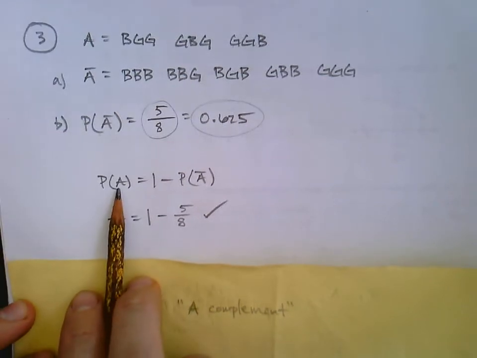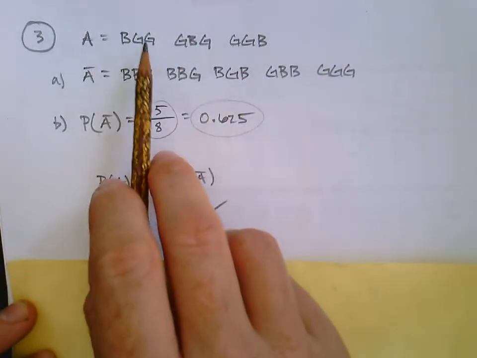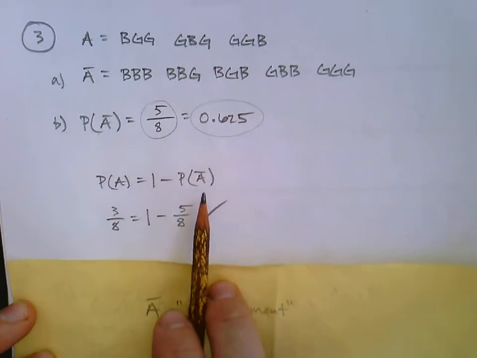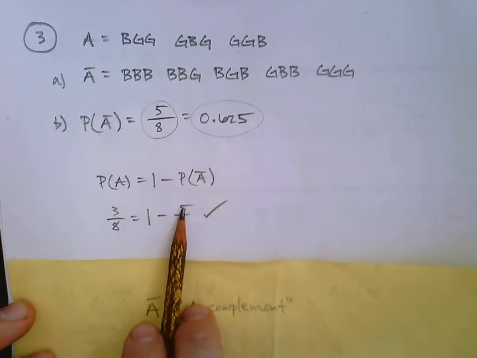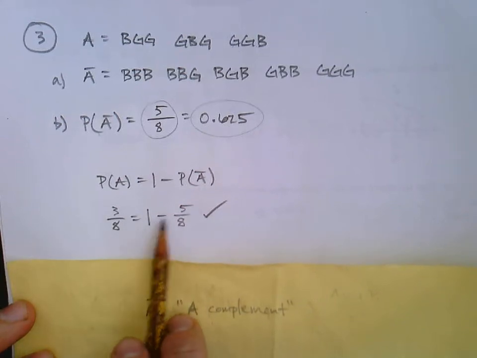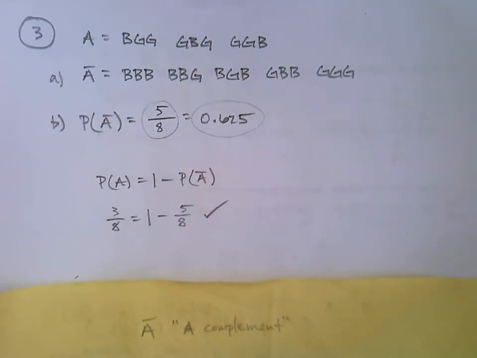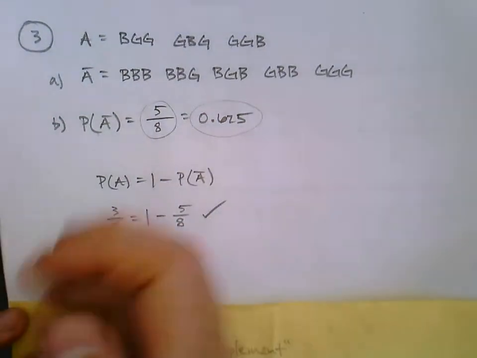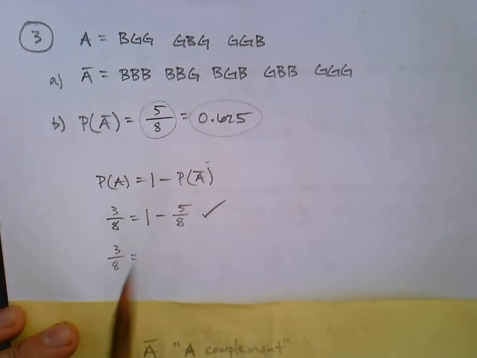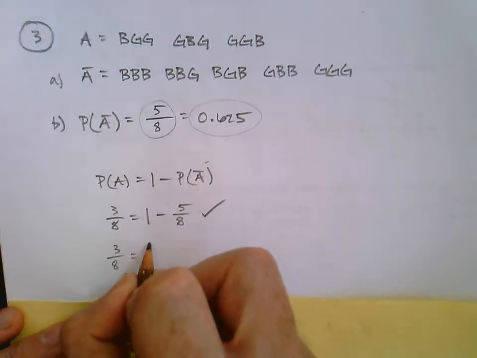So if we think, hey, the probability of event A, well, that was 3 out of 8, right? And the probability of A complement we just found was 5 out of 8. Is this really true? Is 3 over 8 equal to 1 minus 5/8? And yeah, it is. And depending on how comfortable you are with fractions, we can think of 1 as 8 out of 8.